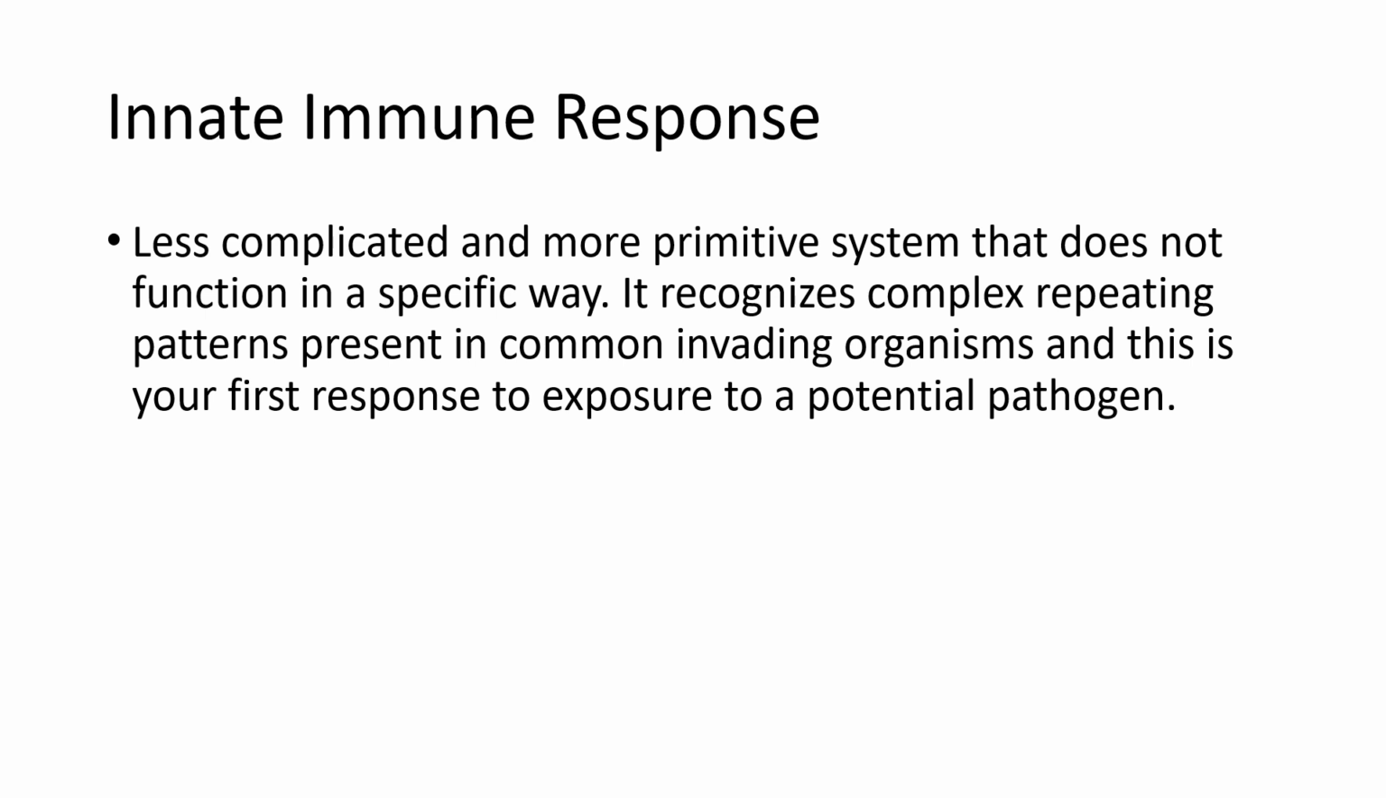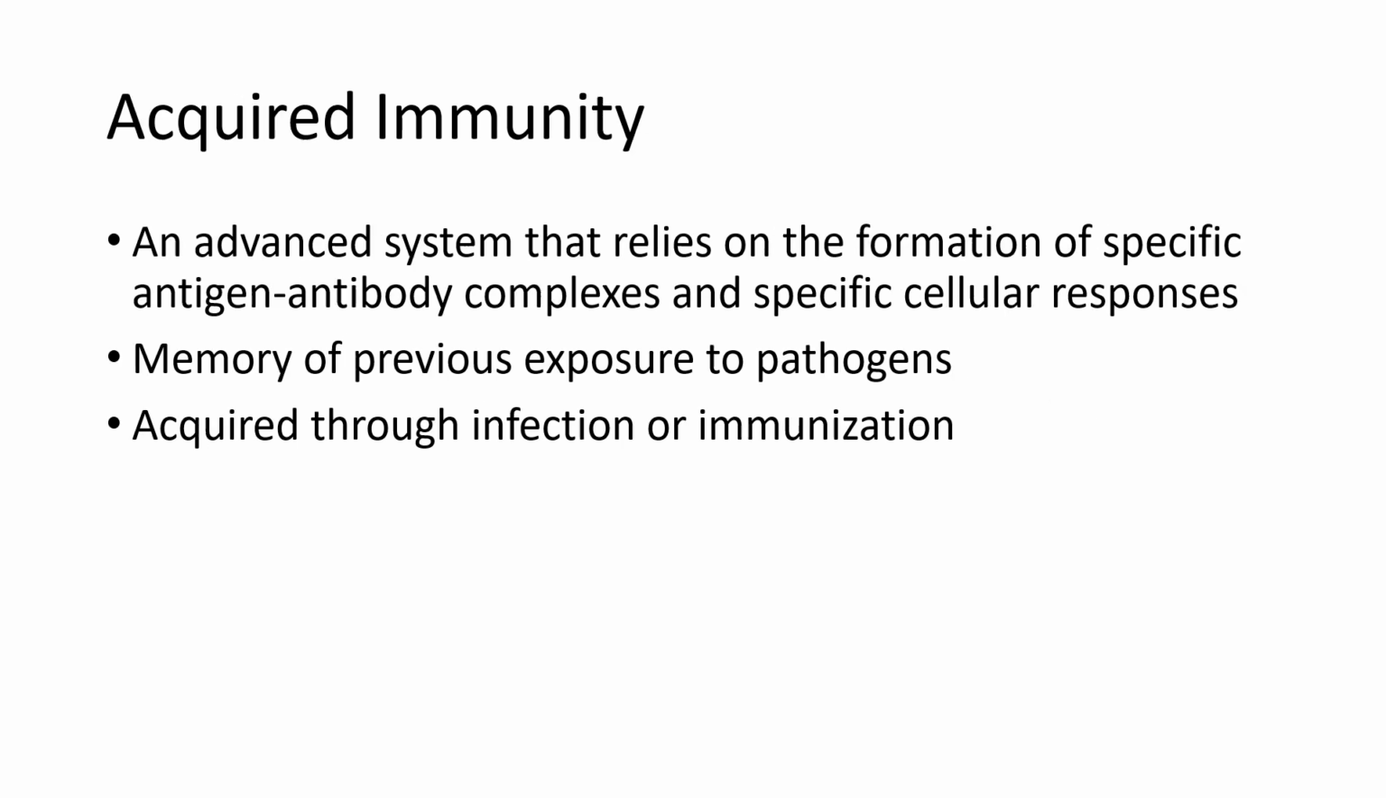Innate immune response: a less complicated and more primitive system that does not function in a specific way. It recognizes complex repeating patterns present in common invading organisms, and this is your first response to exposure to a potential pathogen. Acquired immunity: an advanced system that relies on the formation of specific antigen-antibody complexes and specific cellular responses. Memory of previous exposure to pathogens is acquired through infection or immunization.